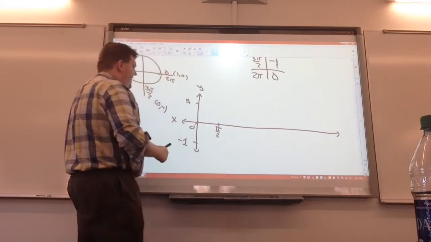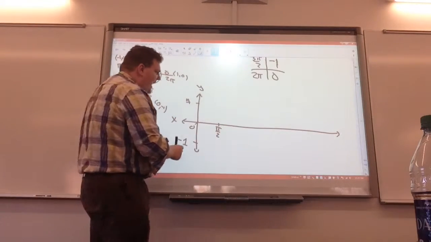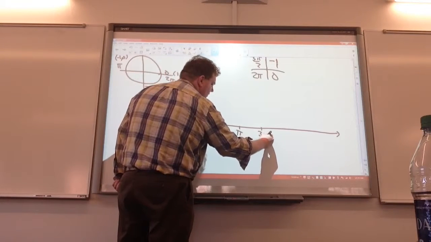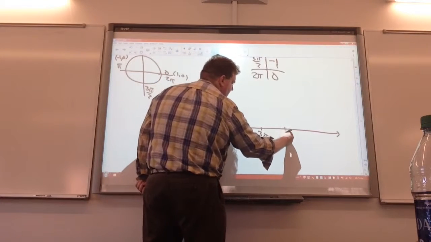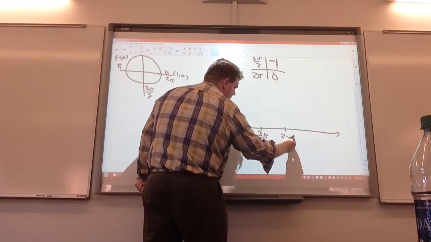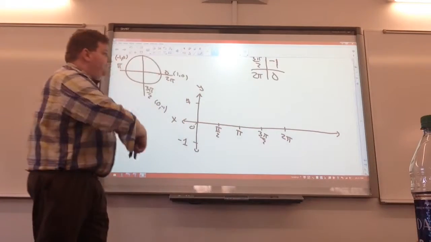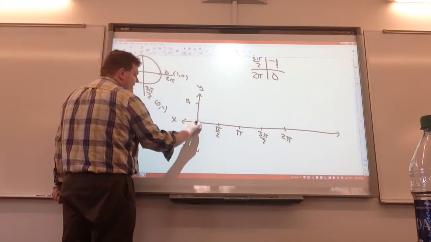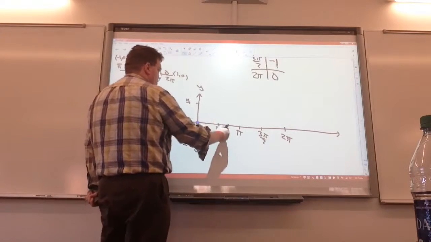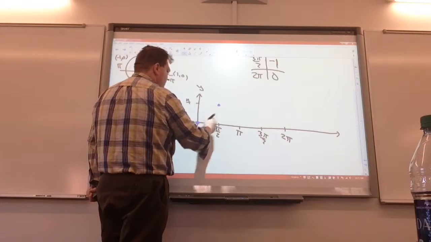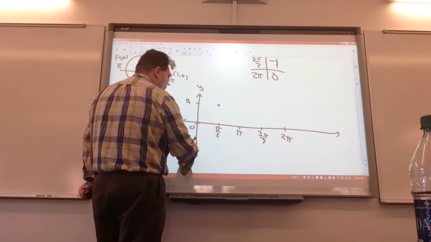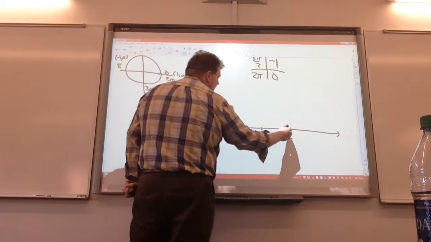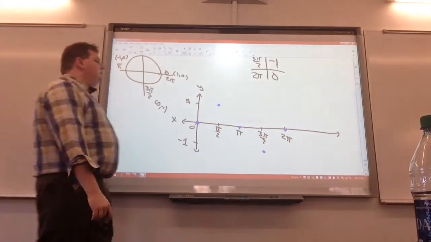This is not going to be to scale. Pi, make it right there. 3 pi over 2, and finally 2 pi. And so we can just go through and mark our points off. So we've got one at 0, pi over 2 went to 1, pi we came back to 0, 3 pi over 2 goes to negative 1, and 2 pi comes back to 0.